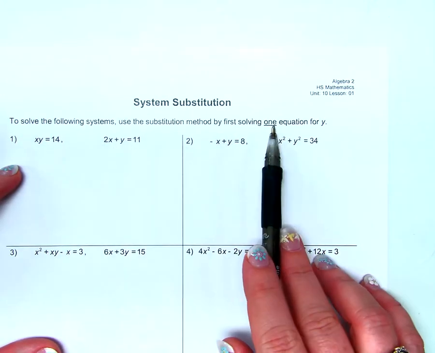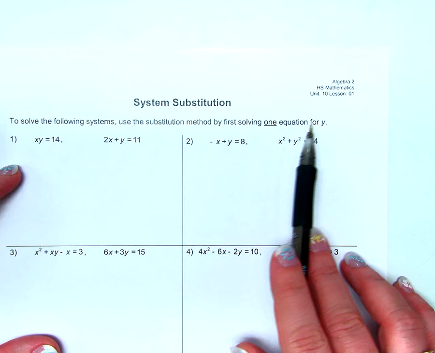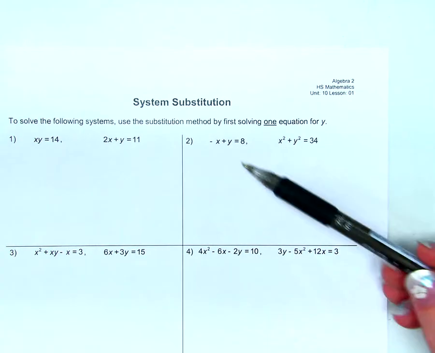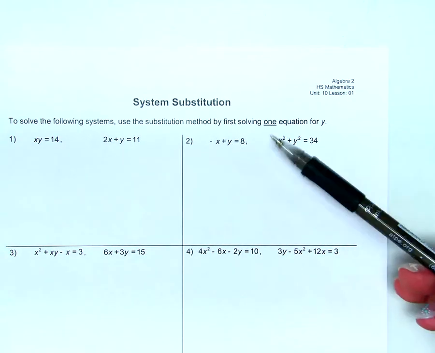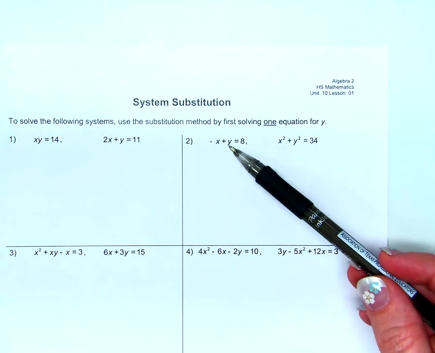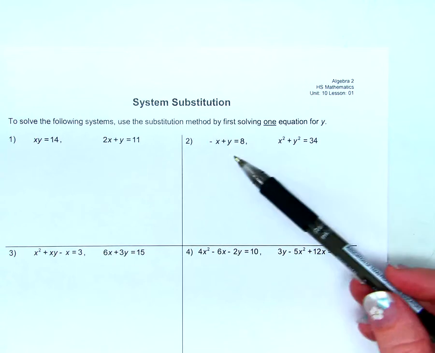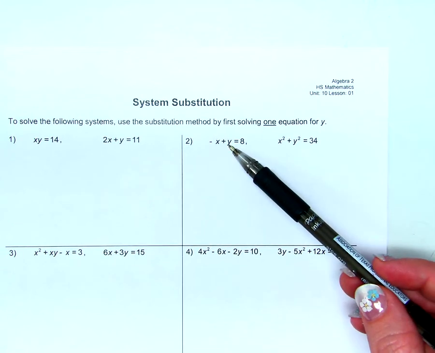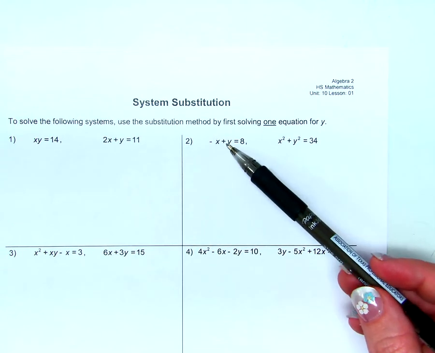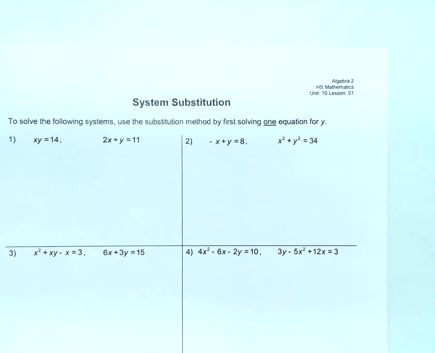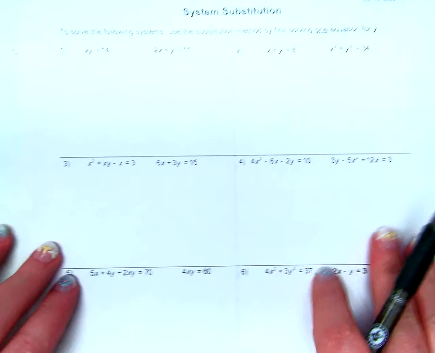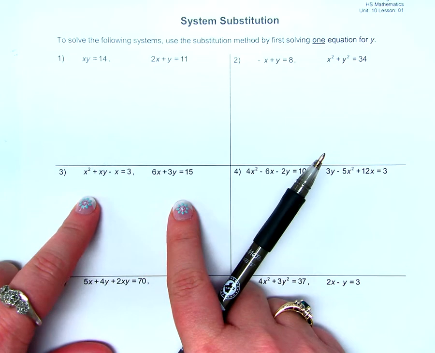Substitution means we're going to solve one equation for y. Now, does it always have to be y? No, it does not. It just has to be a variable that you want to choose. However, in this particular problem, the y is the best choice because there's no multiplier in front and it's a positive number. If you can find one with no multiplier in front and a positive number, that is the best one to choose. But like in system 3, which variable would you choose?